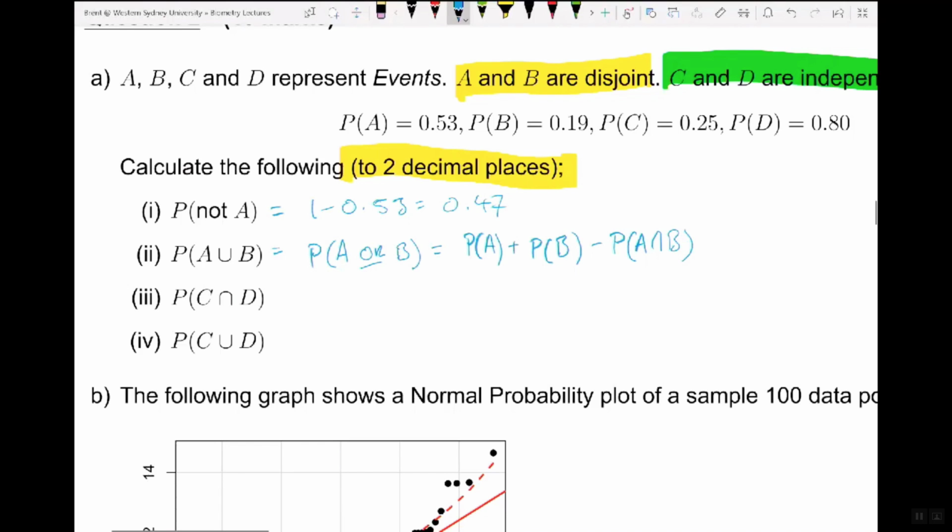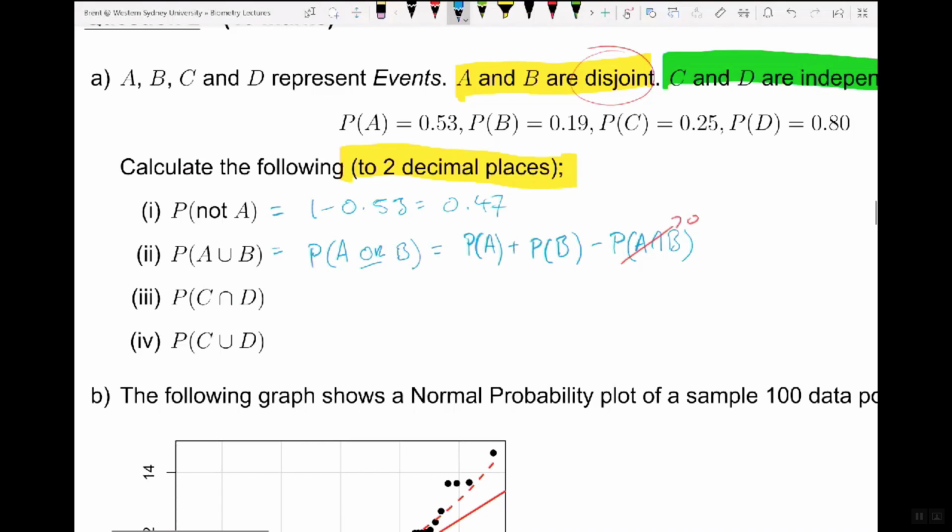However, that overlap is equal to 0. That is equal to 0. I know that because they told me that A and B are disjoint, and that is by definition what it means. That A and B are disjoint means that they can't both occur at the same time. P of A and B is equal to 0. So now calculating the probability of A or B occurring is very simple. I just need to add those two numbers together.